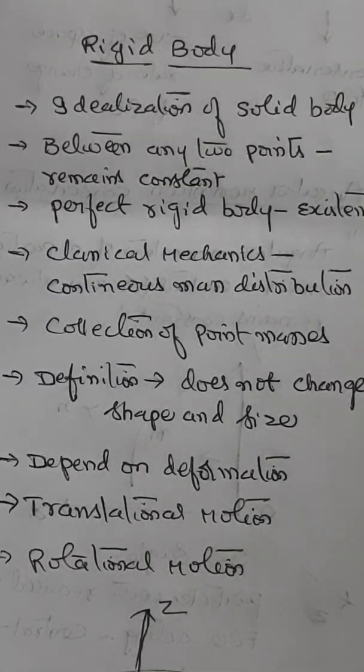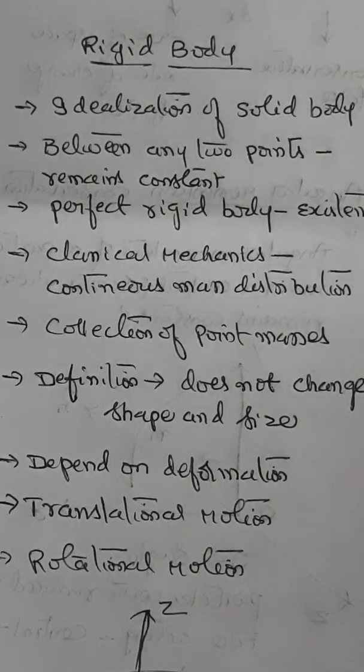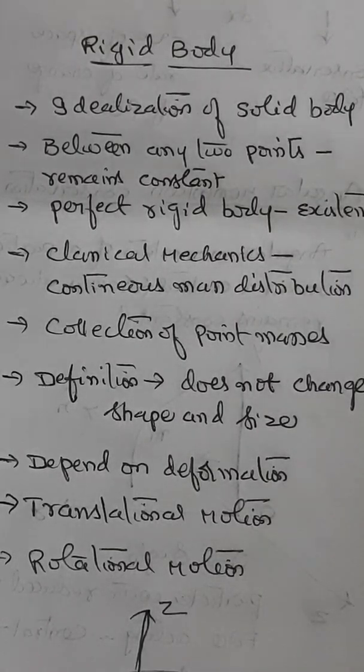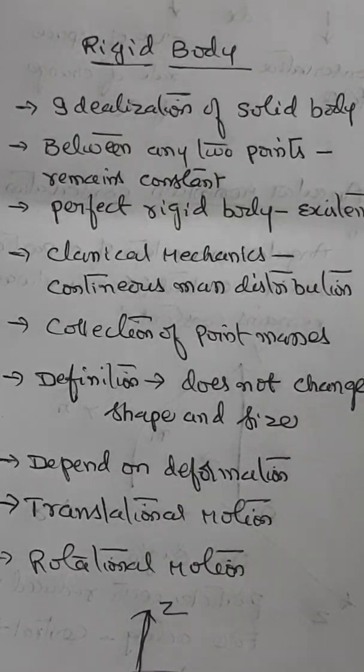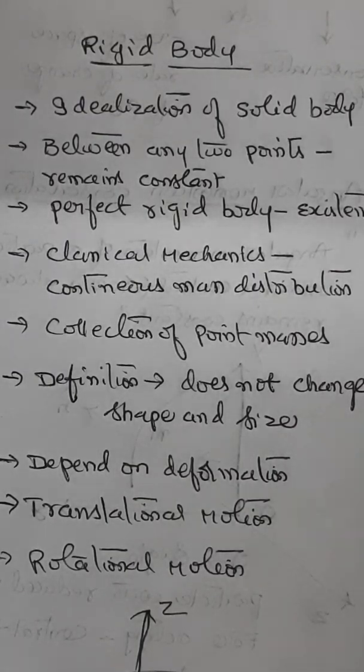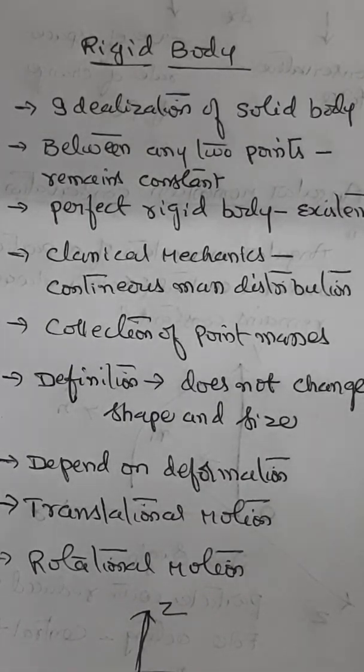Normally, especially in classical mechanics, a rigid body is usually considered as a continuous mass distribution. Whereas in quantum mechanics, it is usually thought of as a collection of point masses. For instance, molecules consist of point masses like electrons and nuclei, and they are sometimes seen as rigid bodies. But when you look at the definition, a rigid body is one which does not change its shape or size under the effect of forces acting over it. That means when you apply some force on a body, if it doesn't change its shape or size, then it is called a rigid body.